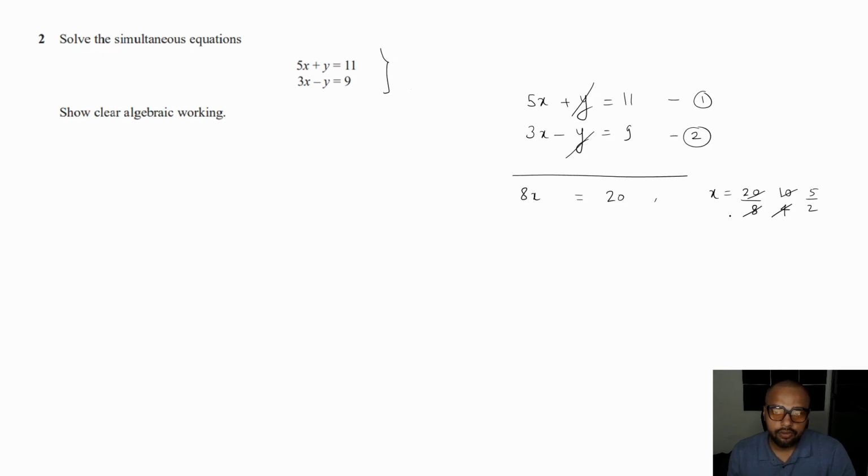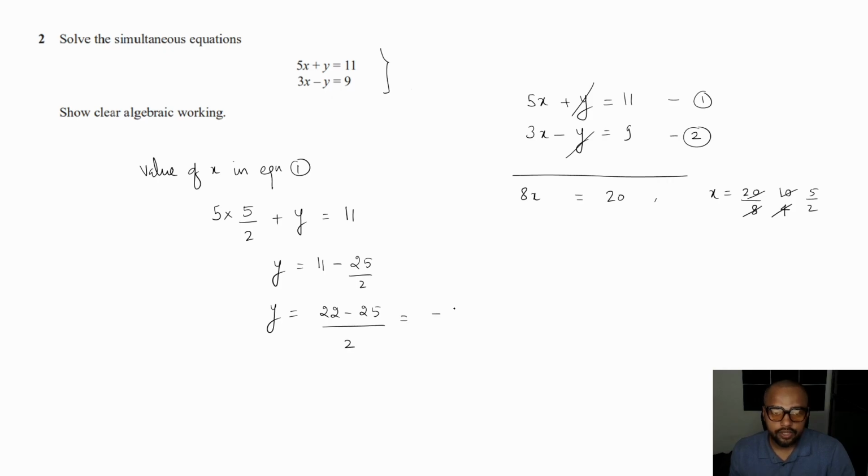Now we can plug this value of x into any of the equations and we can get the value of y. Let's suppose we are plugging this value of x into equation number 1. So we get 5 times 5 by 2 plus y equals 11. From here we'll get y equals 11 negative 25 by 2, which will be equal to 22 negative 25 upon 2, which will be equal to negative 3 by 2.